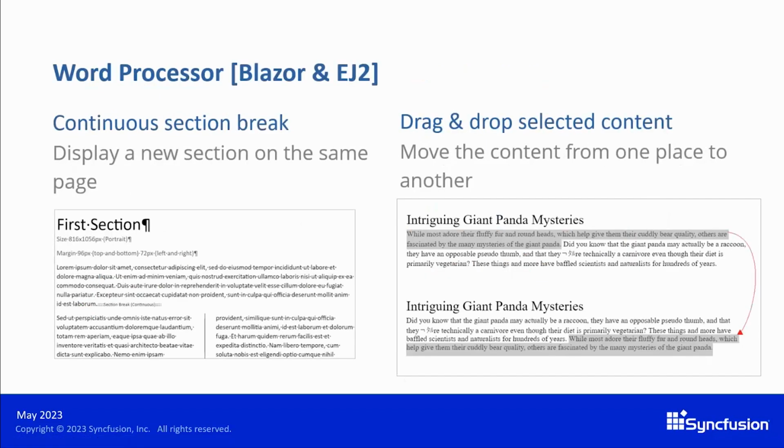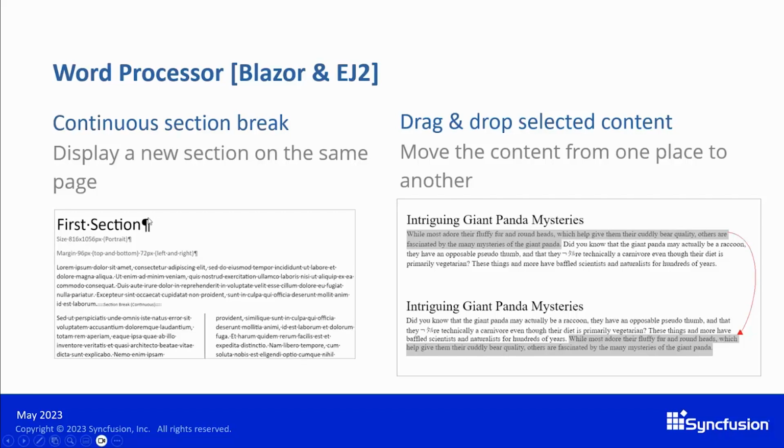And next to the word processor component, there are 4 new features added. This is applicable for both Blazor as well as Essential JS2. So continuous section break support has been added. With this, you can now include multiple sections on the same page. And you can even customize each of the sections, like setting different margins for each of the sections within the same page.